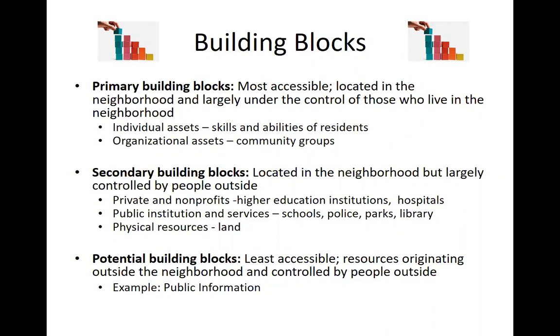Building blocks are what we look at for mapping a community and for community building and mapping capacity. Primary are those that are located within the community. They're highly controlled by those that live there. It can be individual or organizational assets. Secondary are also located in the neighborhood, but they're largely controlled by outside people. So those are the hospitals, the parks, the higher education institutions. And then finally, the third is the potential building blocks, least accessible and often originating outside of the neighborhood and controlled by people outside.